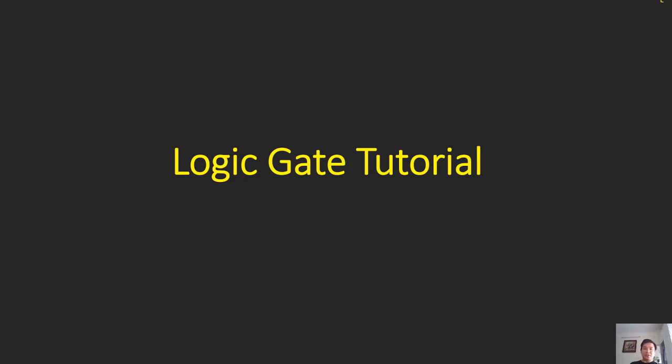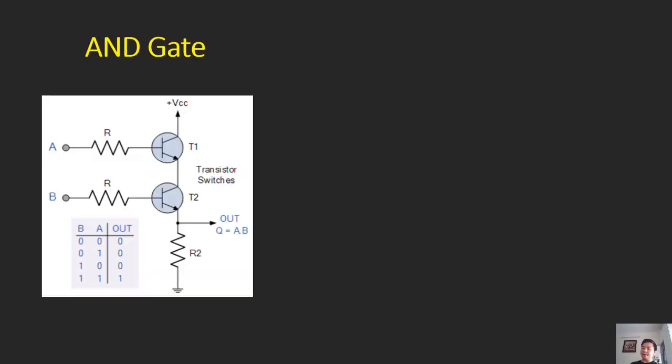The first logic gate I present is the AND gate. What is the symbol of the AND gate? The AND gate is like this. When we draw an AND gate, it's like this. The 2 inputs are A and B, and the output is Q.